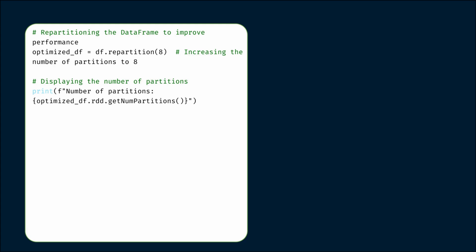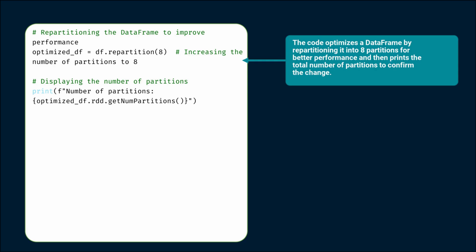Now, let's see how we can improve our data frame's performance through repartitioning. The first line of code here demonstrates how to repartition a data frame by increasing the number of partitions to 8. This is particularly beneficial when we expect extensive transformations or shuffling to occur. By distributing the data across more partitions, we enhance parallelism during subsequent operations, allowing Spark to perform computations more efficiently.